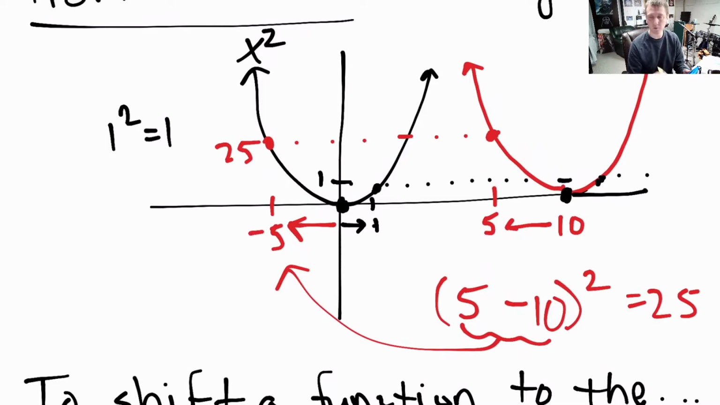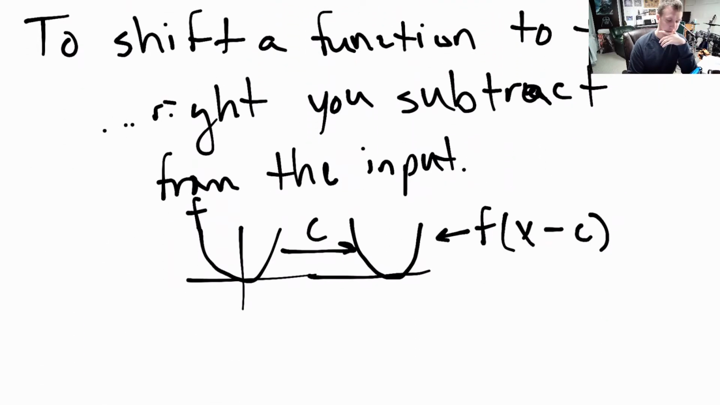This x squared was shifted to the right when we did this, x minus 10. We subtracted 10 from the input, then we did what the function says on that new input. The function says to square it, so we subtract 10 and we square that. We adjust the input first, and then we carry out the function's rules. So to shift a function to the right, you subtract. That's always a little bit backwards for students. It's difficult to keep straight, it really is.